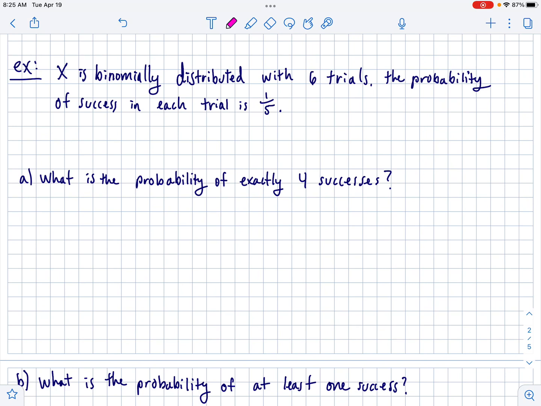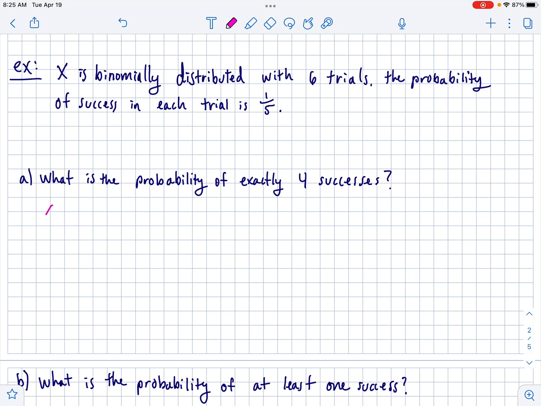X is binomially distributed with 6 trials. The probability of success in each trial is 1/5. What is the probability of exactly 4 successes? If I had asked this question before, you'd have to figure out how many different ways you can have 4 successes in a group of 6.